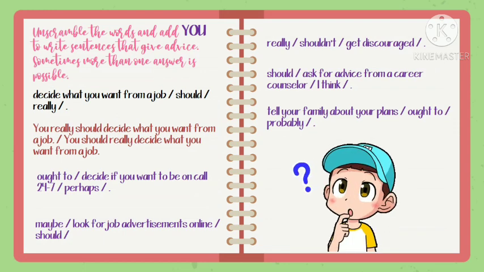Unscramble the words and add you to write sentences that give advice. Sometimes more than one answer is possible. Example number 1. Decide what you want from a job / should / really. The answer is, you really should decide what you want from a job. You should really decide what you want from a job.